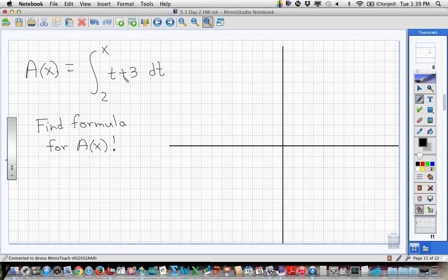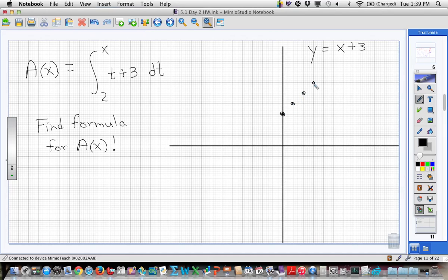Now, here's our function, t plus 3. Really, that's the graph of y equals x plus 3. We call it t plus 3 because we have to put a t in there, since we can't use x for two different things in that problem. But it's really the graph of y equals x plus 3. So let's come over here and let's graph y equals x plus 3.